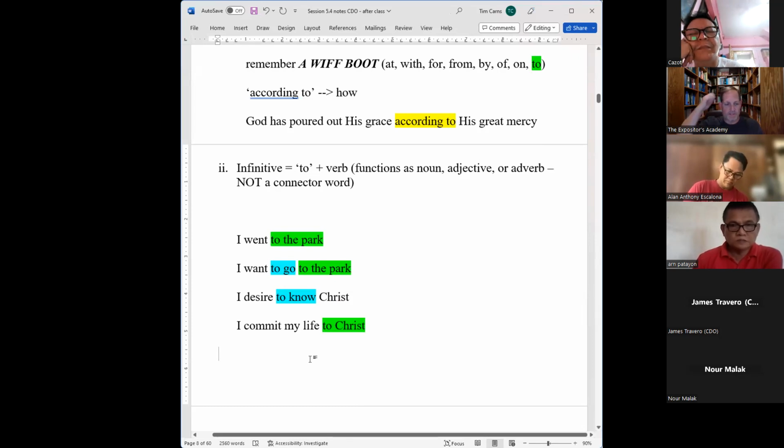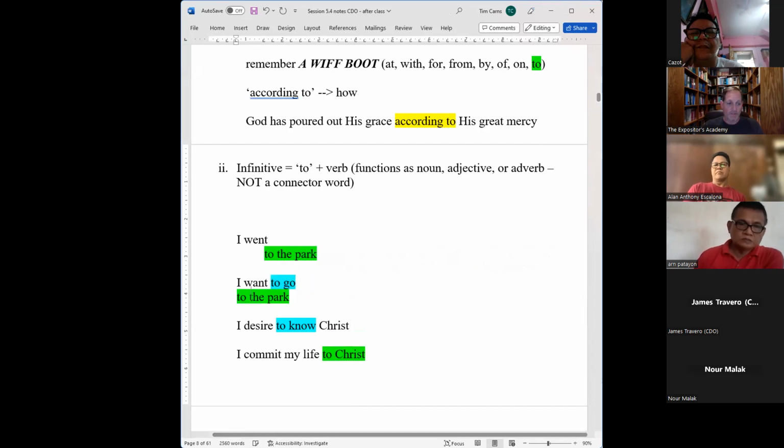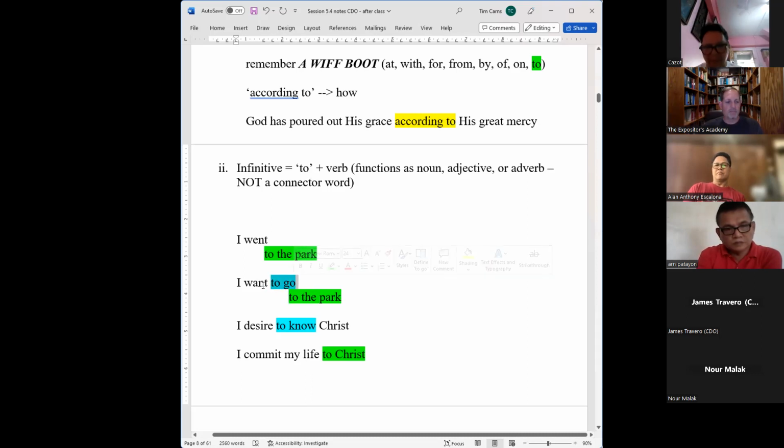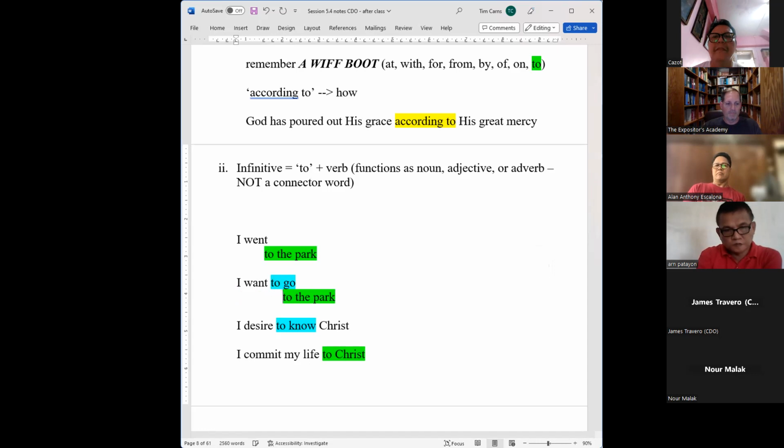Okay, why does this matter? Well, in this case, to the park tells us where I went, but to go goes with want. This is the whole verbal idea. I want to go. Now, to the park is part of to go, but where I'm going to go. But this to go doesn't modify want. It's part of the verbal idea. If you just say I want to the park, that doesn't make sense. So to go completes that verbal idea.